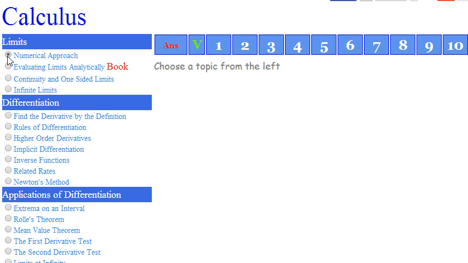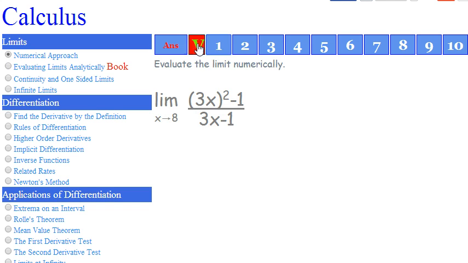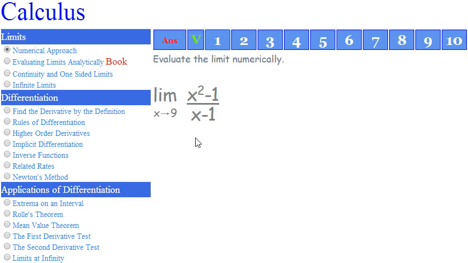So let's pick a problem. Alright, this looks like a good one here. We're trying to find the limit as x approaches 9 of (x squared minus 1) over (x minus 1). That's one way to say this, where you could say the limit of (x squared minus 1) over (x minus 1) as x approaches 9, whichever way you want to do it.